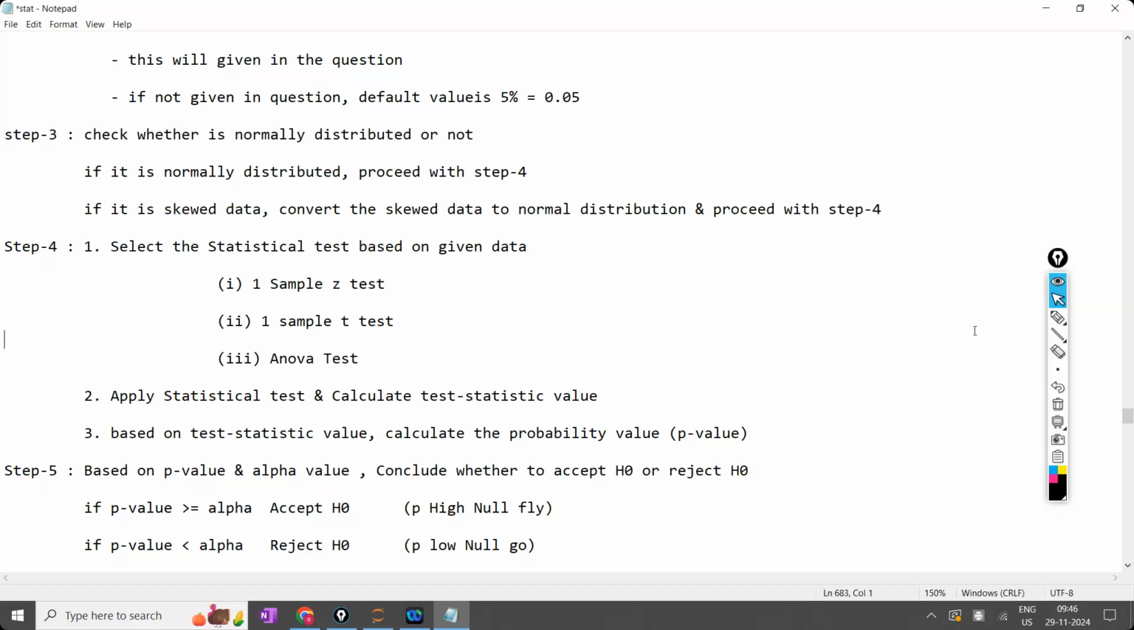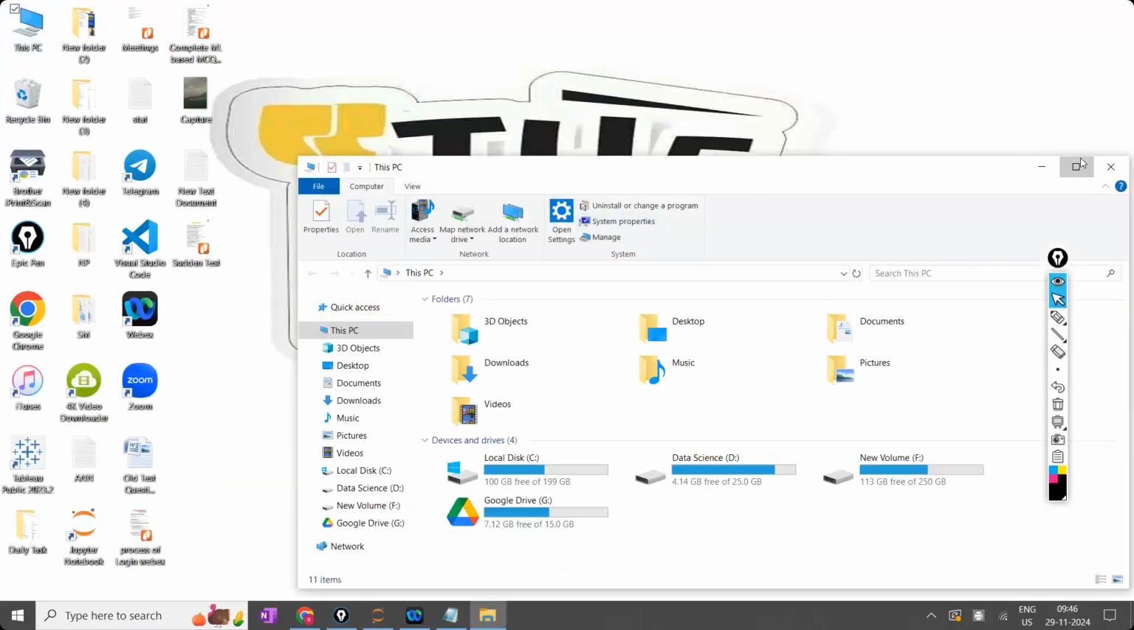So, what is the first step in this hypothesis test? What is the first step in hypothesis testing? First we have to formulate the null and alternate hypothesis. That is step one. How to formulate the null and alternate hypothesis, and what is a hypothesis? What is the meaning of hypothesis? So let's understand in detail, one by one, step by step here. Now, hypothesis testing.